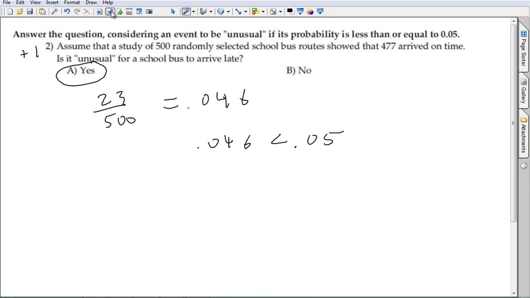On number 2, is it weird that a bus would arrive late? Well, you find the probability that it's late is about 0.046. It's less than 5%, so we're going to say that it is unusual to be late.